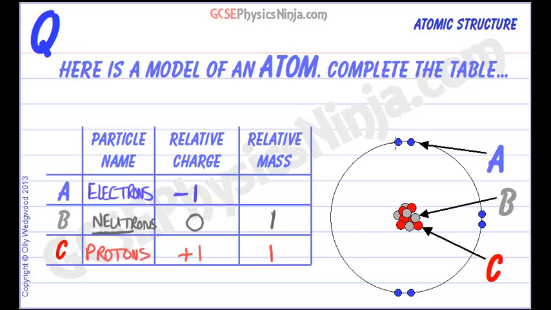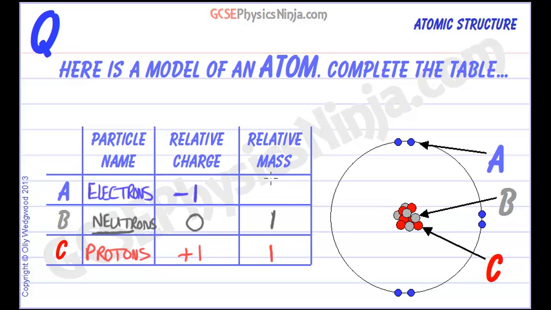So here we can see we've got 1, 2, 3, 4, 5, 6 electrons, and in the nucleus 1, 2, 3, 4, 5, and just in there 6 protons. So they must balance so that the atom is overall not charged. But what about the relative mass of electrons? Well, the relative mass of electrons is tiny.